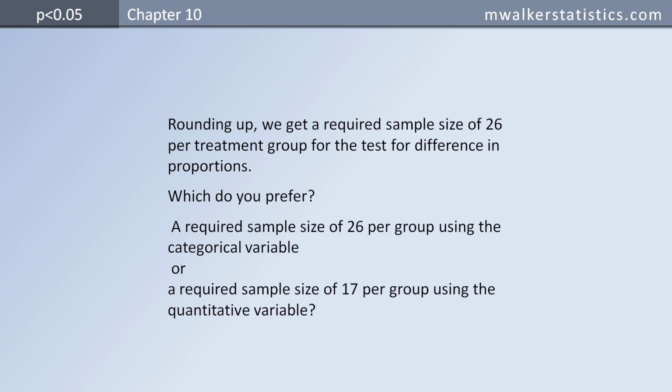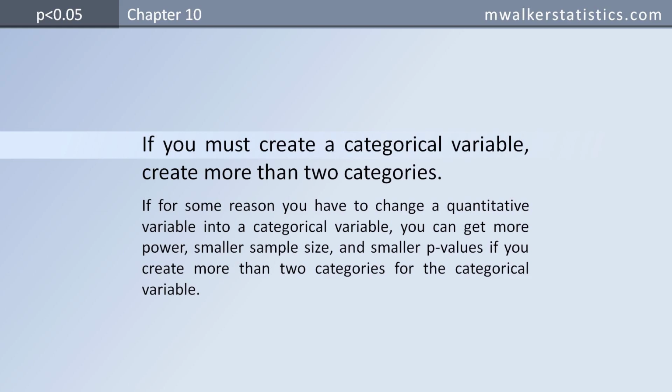Rounding up, we get a required sample size of 26 per treatment group for the test for difference in proportions. Which do you prefer? A required sample size of 26 per group using the categorical variable, or a required sample size of 17 per group using the quantitative variable? If you must create a categorical variable, create more than 2 categories.